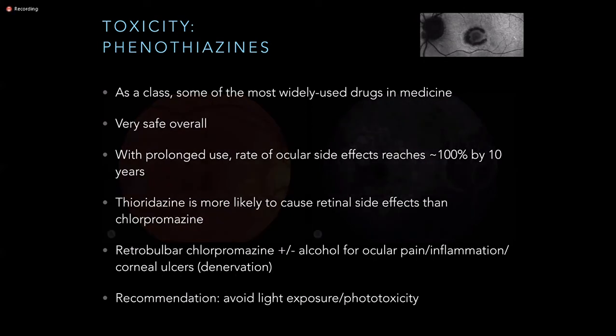As a class, these drugs are fairly widely used and they're very safe overall, but with prolonged use, the rate of ocular effects can reach 100% by up to 10 years. Thioridazine is more likely to cause retinal effects than chlorpromazine, and we think of using it in ophthalmology, say perhaps with using retrobulbar chlorpromazine with or without alcohol for chronic blind eyes with pain, ocular pain, inflammation, or corneal ulcers, and this works through denervation.